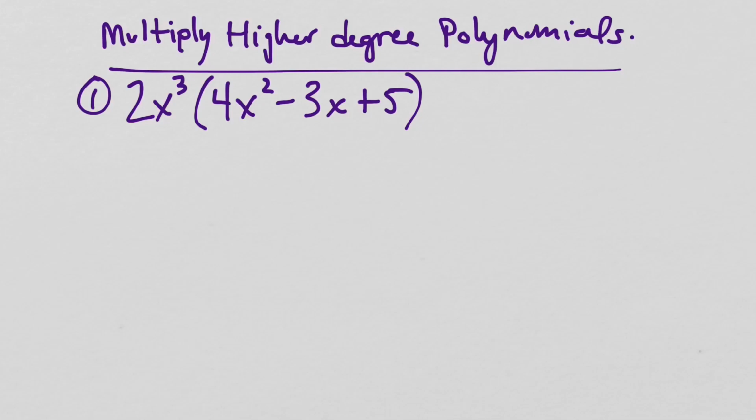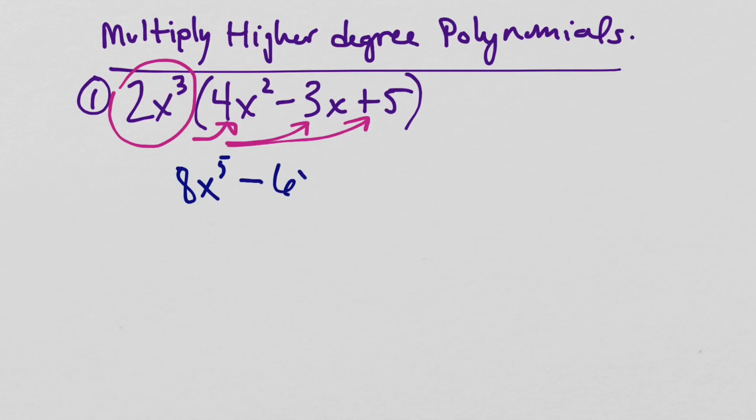So we're going to take this monomial of 2x to the third power and we are going to distribute to each term of the trinomial. Okay, so when we do that, 2 times 4 is going to give you 8. X to the third times x squared, you add the exponents to give you 5. 2 times negative 3 is negative 6. X to the third with x to the first, again you add the exponents to give you 4. And the last one, 2 times 5 is 10. And you have x to the third power.